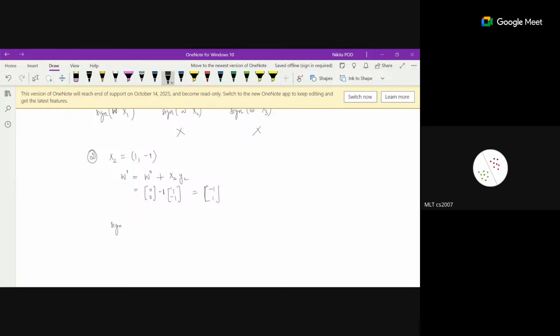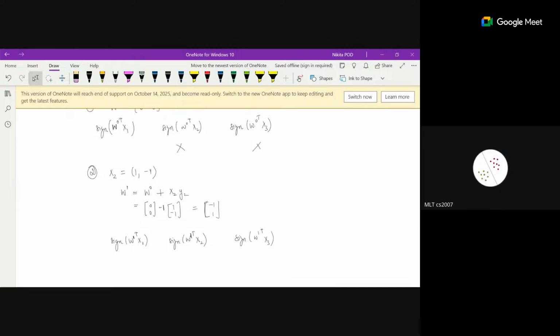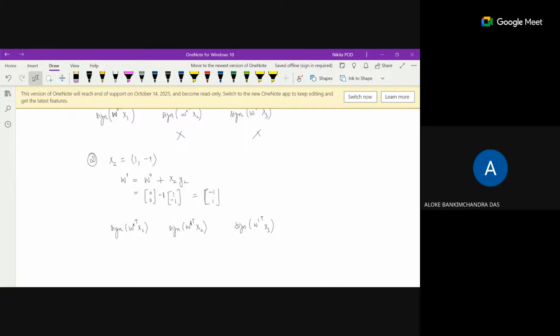So check again the sign of W1 transpose x1, sign of W1 transpose x2, and sign of W1 transpose x3. Every time you start once again from the beginning? Yes, whenever you take an update, you go from the beginning, because the W you get after one step may already classify correctly, and then you don't have to update.